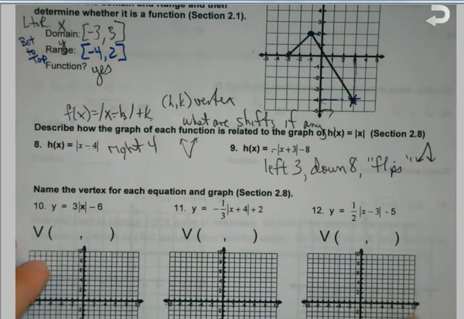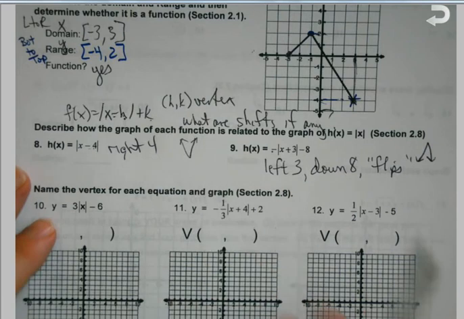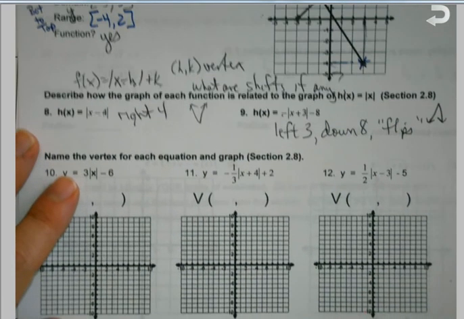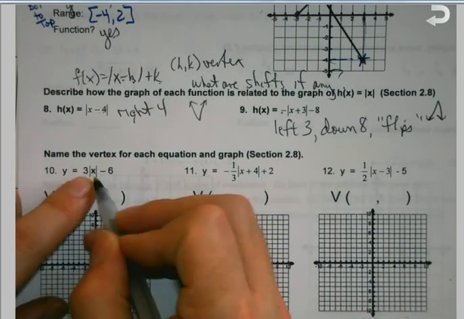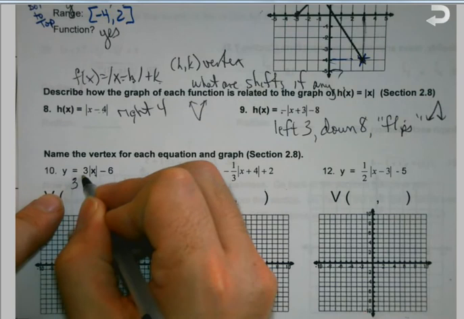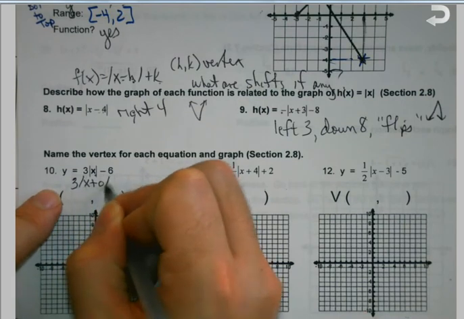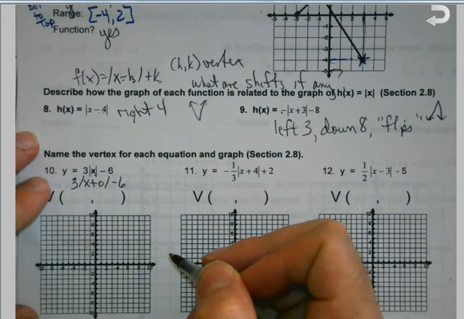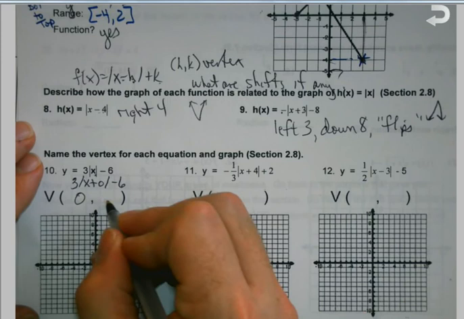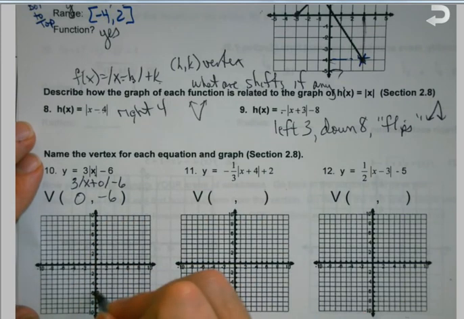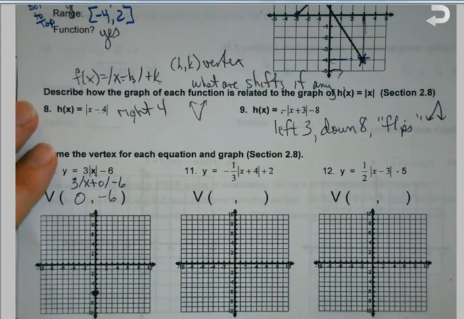Name the vertex for each equation. We talked up here about what the vertex is. Now I'm just going to take that straight from the equation. But I don't see a number there. Okay. Remember, if we don't see a number there, it's like having 0. So my vertex here would be at 0, negative 6. Again, it's x then y, and that matters.